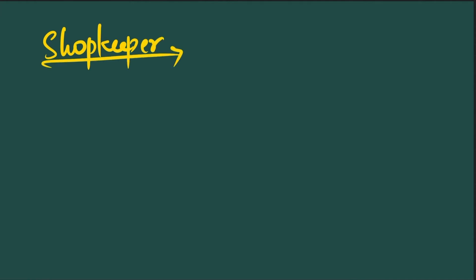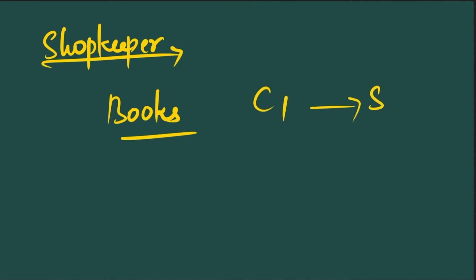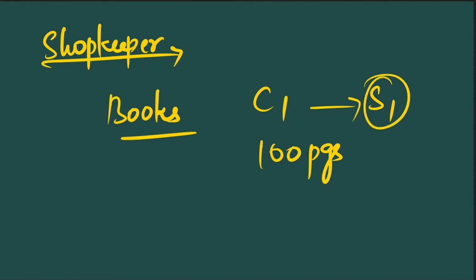Now let us consider this example. Let's say there is a shopkeeper who is selling books. Now if he is selling books, and let's say there is a customer who is ready to buy one of the books which the shopkeeper is selling. Let's say a customer, let's call him C1, approaches the shopkeeper, let's call him S1, and asks for a 100 pages book. Now the shopkeeper from his rack gives him a 100 pages book. So when he gives him, this is called the give aspect of the business.